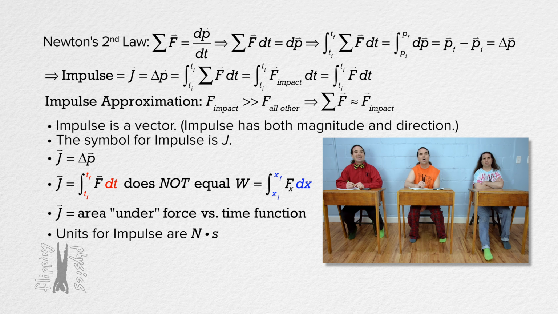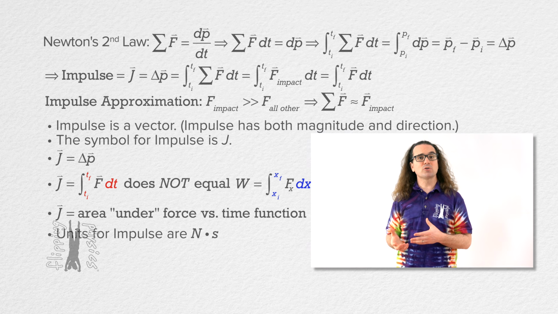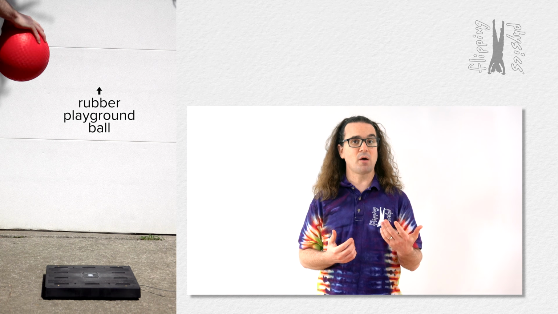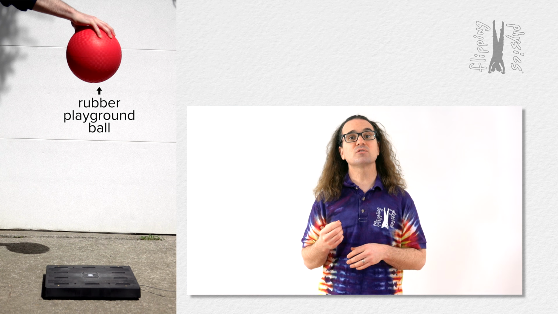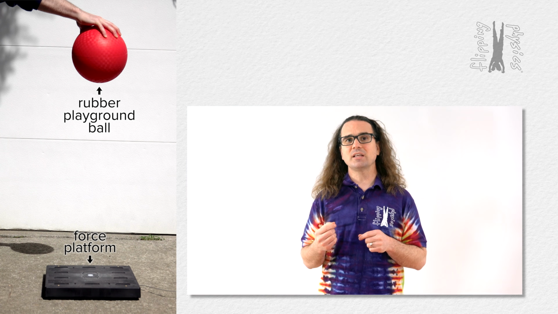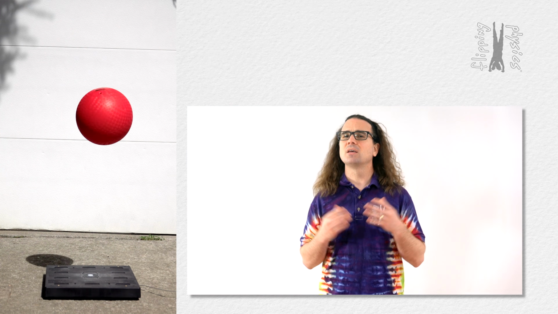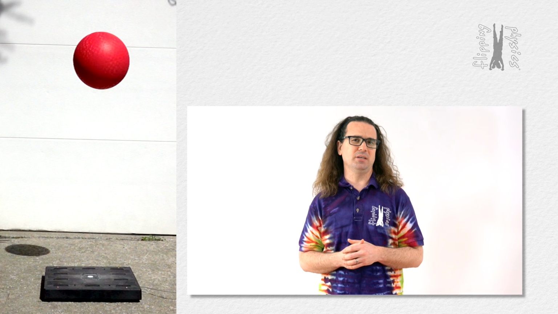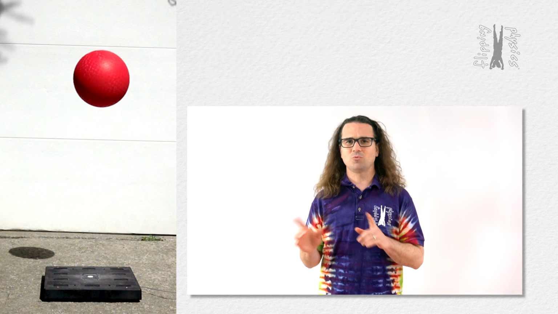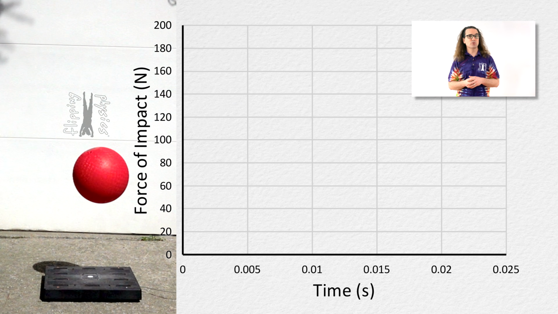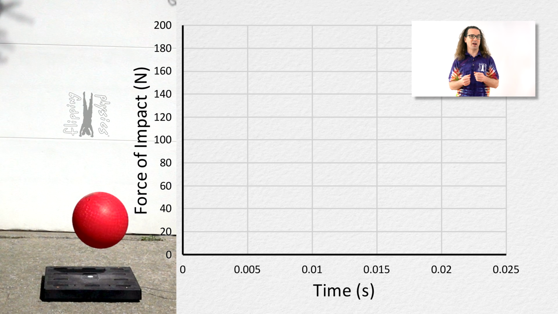Got it, Mr. P. All right, let's take a look at a typical force as a function of time graph for a collision between this dropped rubber playground ball and this force platform. First, let's watch it at real speed. And now let's watch it at 40 times slower than real speed. And while we wait for that rubber ball to actually collide with the force platform again, let's take a look at the force of impact as a function of time graph.